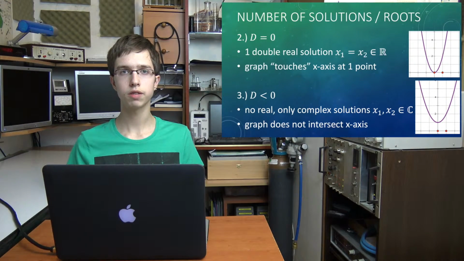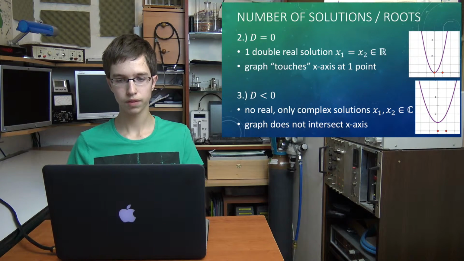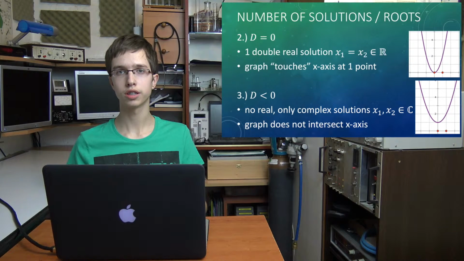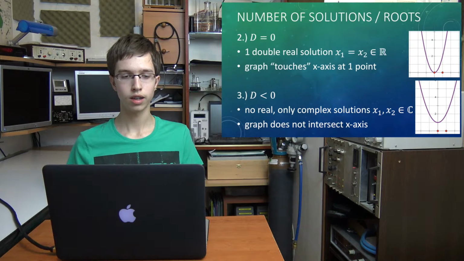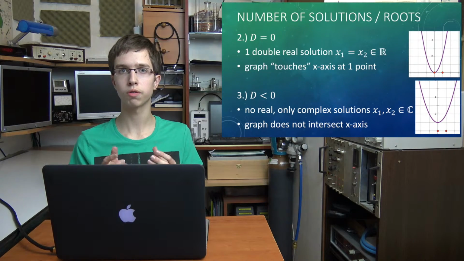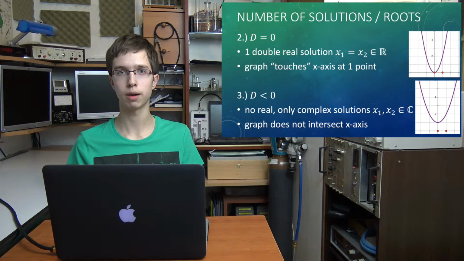And in the last case, when discriminant is smaller than 0, then the graph of quadratic function does not intersect and also does not touch x-axis, so there are no real solutions. Solutions of quadratic equation in this case are both complex numbers.